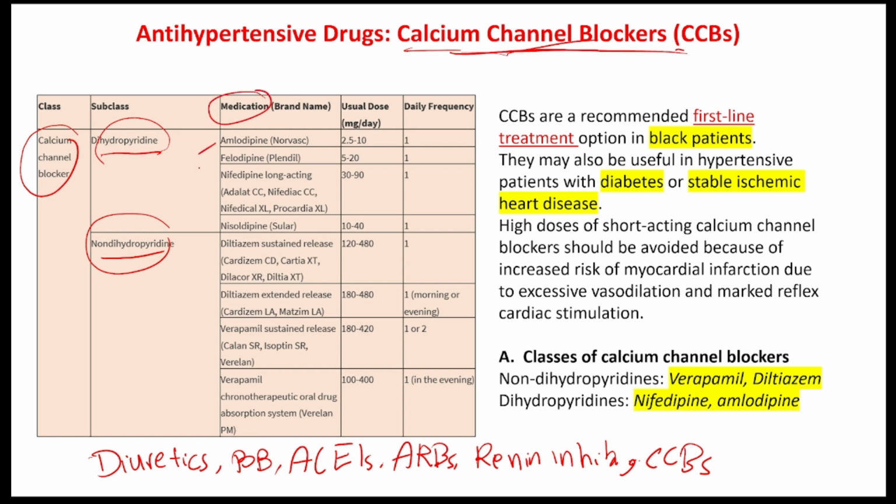For generic names, we have amlodipine, felodipine, nifedipine, and a list of other medications. Then for the non-dihydropyridine, we have diltiazem and verapamil. So we have several types of medication belonging here. What we need to remember is only the medication names, and we focus on some medications.